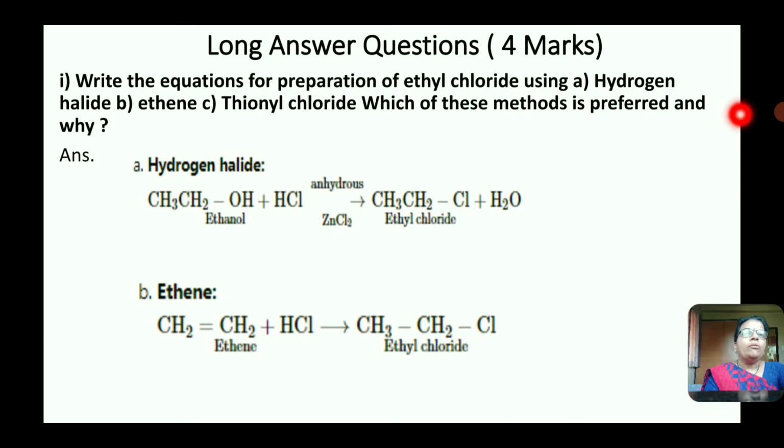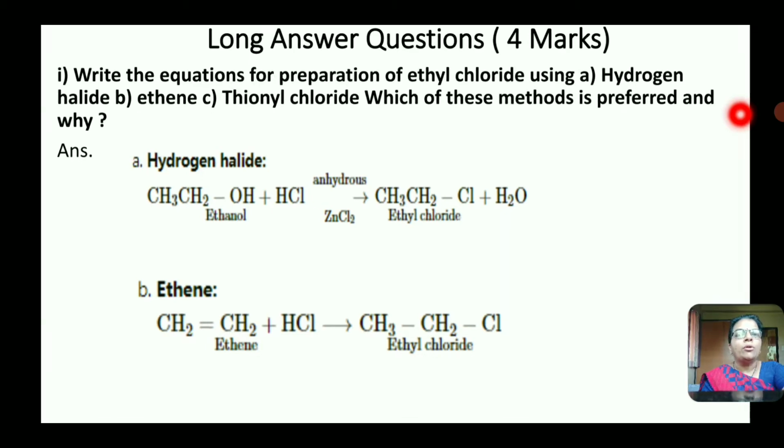Now here first we are going to see hydrogen halides, that is preparation of ethyl chloride using hydrogen halides. Hydrogen halides are nothing but HCl, HBr or HI. Now we are going to prepare ethyl chloride, therefore we have to use hydrogen chloride.